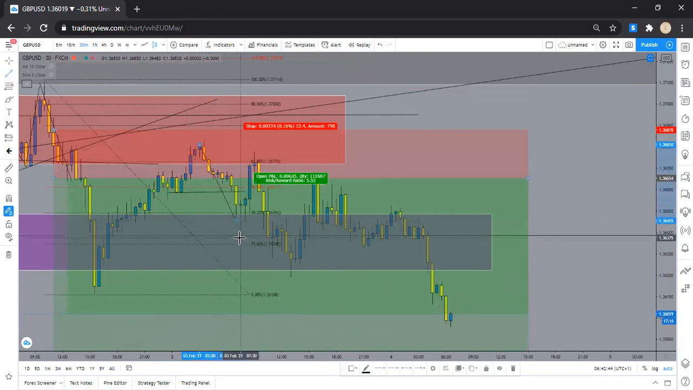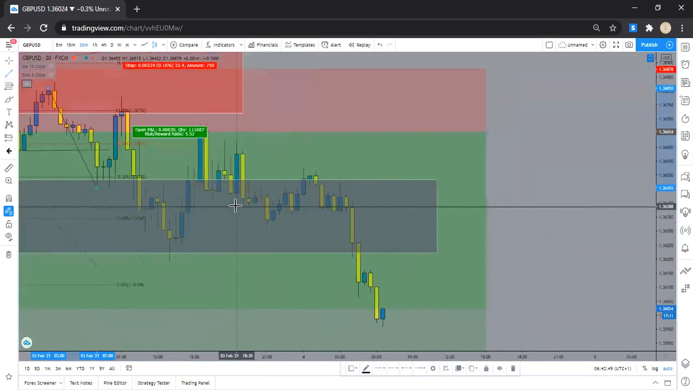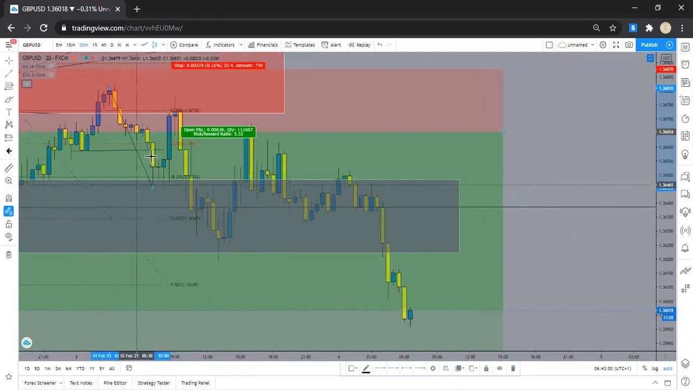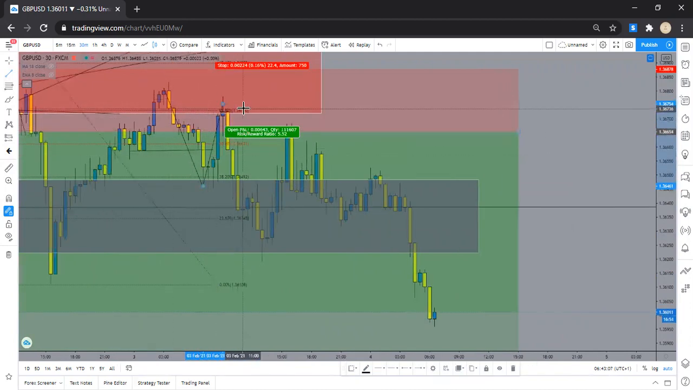Boom. Now you might want to enter this, but it's not advisable based off of this seller's exhaustion that you can see off these candlesticks. So you'd want to see some type of lower high before you enter. So that lower high was achieved here, after this with a bearish engulfing.